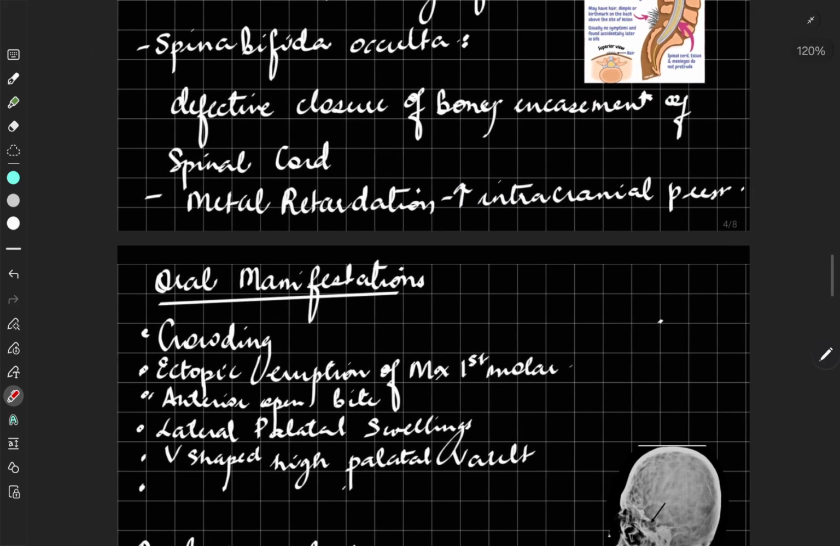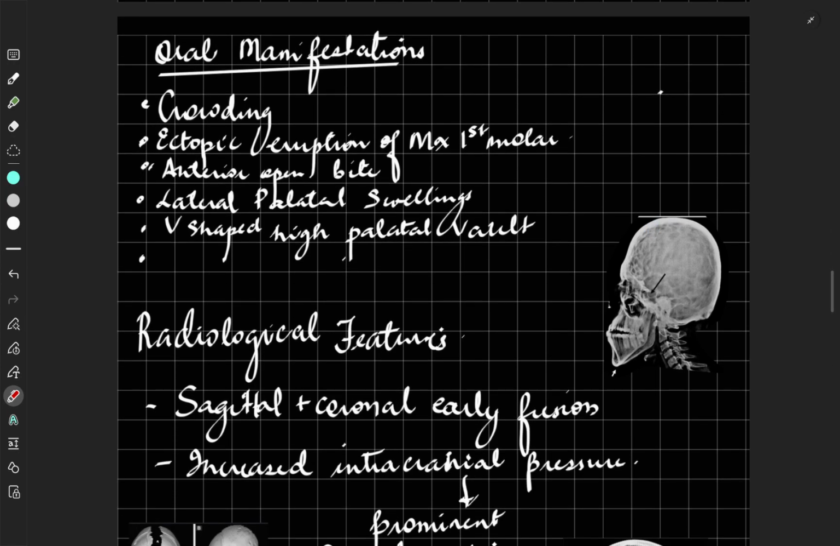Mental retardation can be present if there is increased intracranial pressure. Mental retardation can be there. Now, what are the oral manifestations? What will you see in this kind of patient?